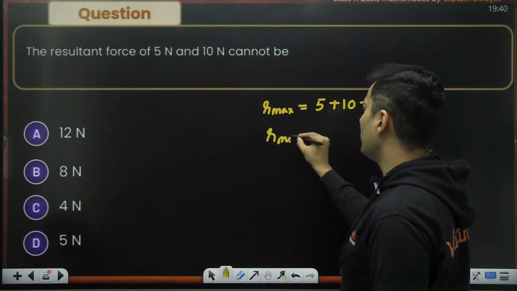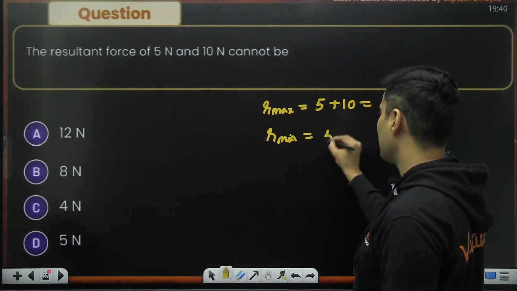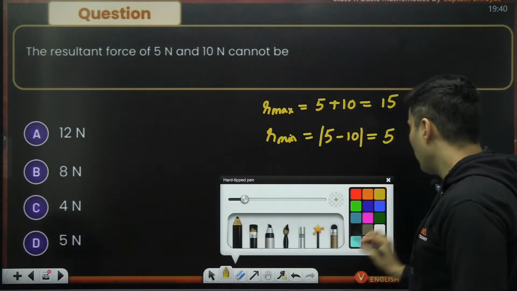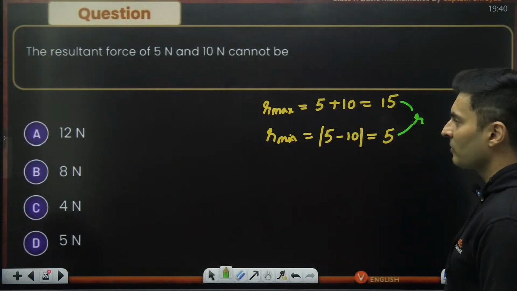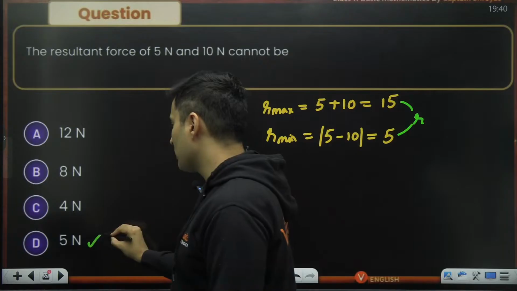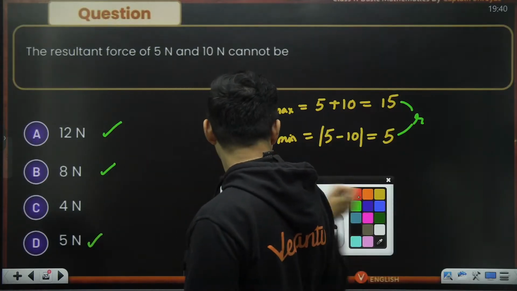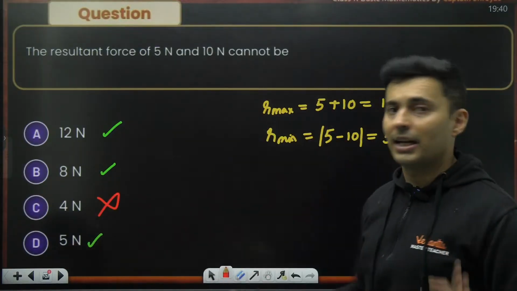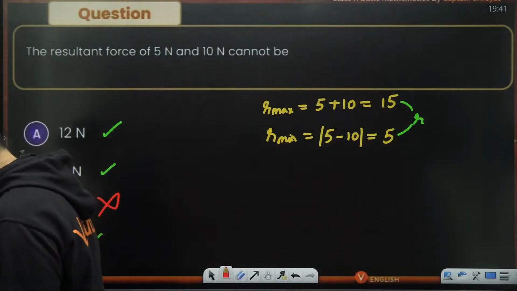What is the minimum value that you can have? 10 minus 5, or if you want to say 5 minus 10 mod, which is anyways going to be 5. So your resultant can be somewhere between 15 and 5. So 5 is possible, 8 is possible, 12 is possible, but as you can see, 4 is impossible. No matter how you do it, you can never get 4 because 4 is less than 5. Is this clear?